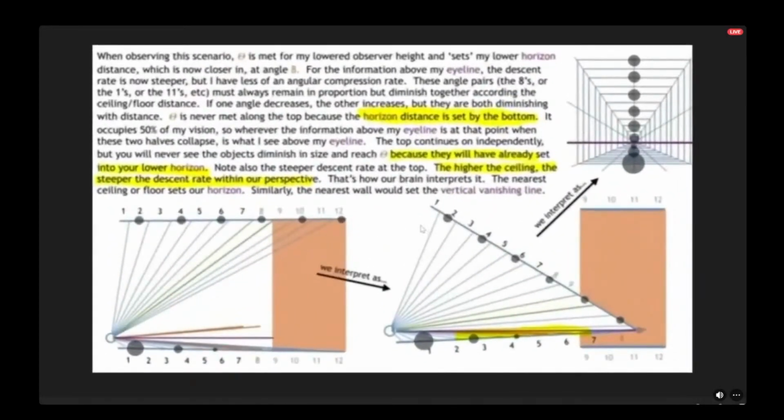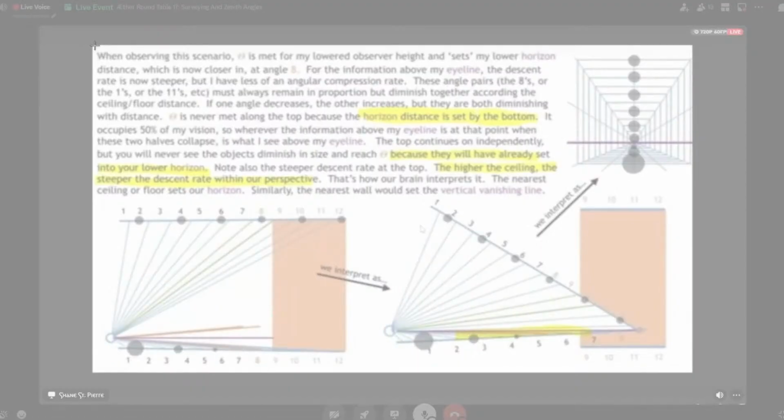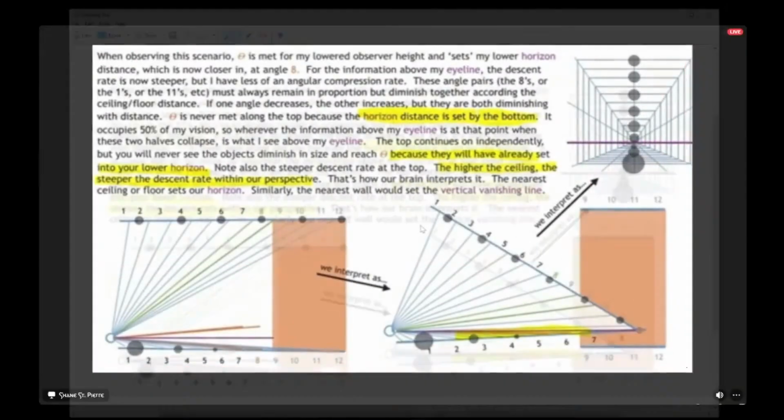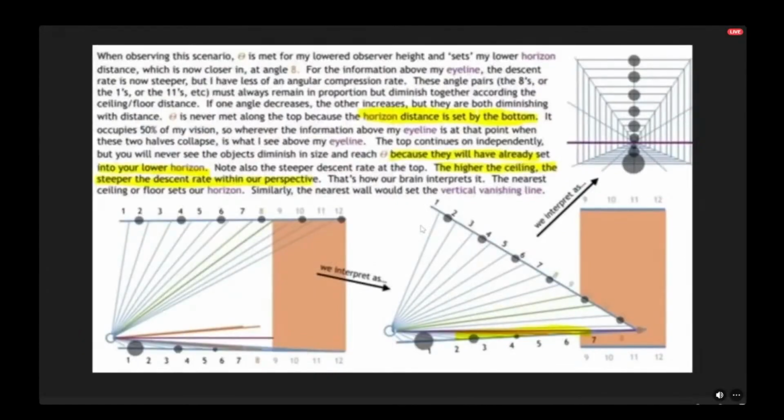And if you read this one, it just goes over that for information above my eye line, the descent rate is steeper, but you have less of an angular compression rate. So it essentially puts that you govern the bottom of your horizon because it's closer to where your eye level is, and that's why the bottom recedes first, essentially. Wherever the information above your eye line is, those 2 halves have to collapse, and that's what you see above your eye line. So the top continues on independently, but you will never see objects diminish in size, reach the theta top, and recede into the top because they have already set into your lower horizon, because your eye line sets the lower horizon as the closest border.